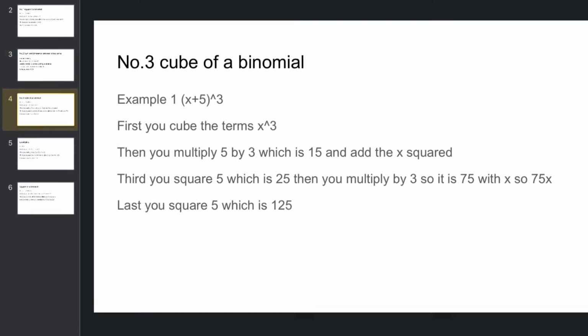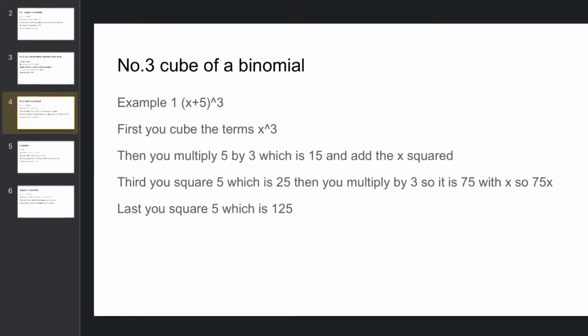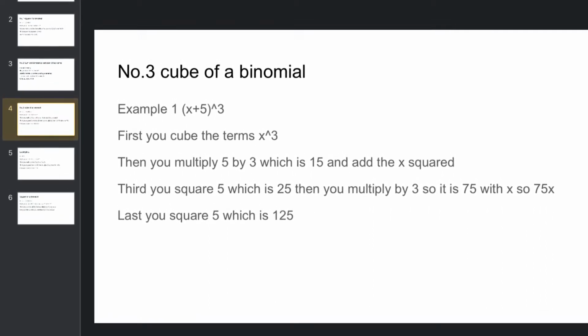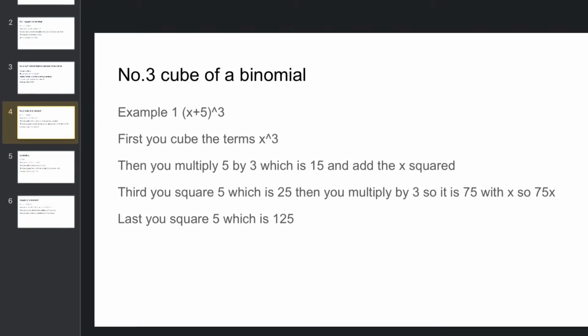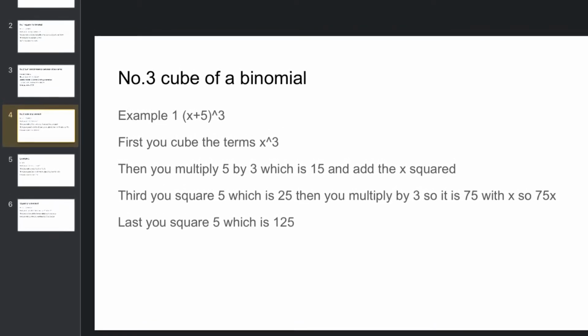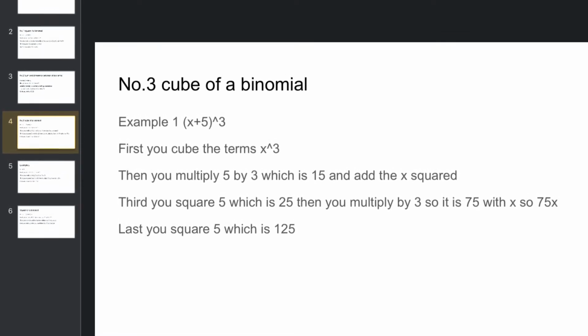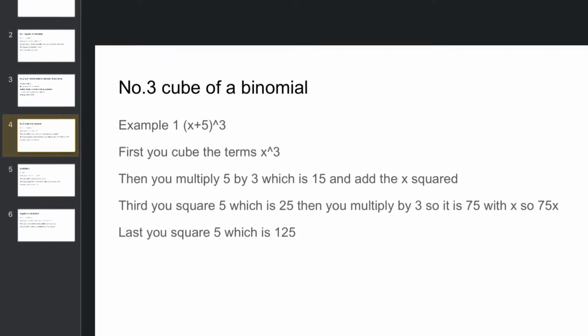For the third one, we're going to learn about cube of binomials. The example now is x plus 5 cubed. First you cube the term x, so it becomes x cubed. Then you multiply 5 by 3, which is 15, then add an x squared. Don't forget that, that's really important.